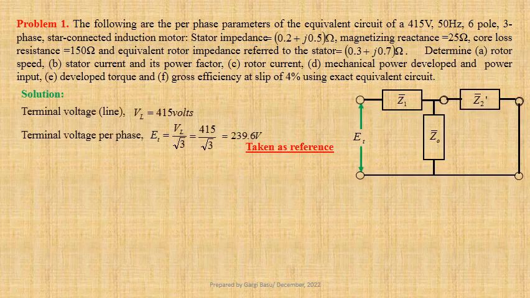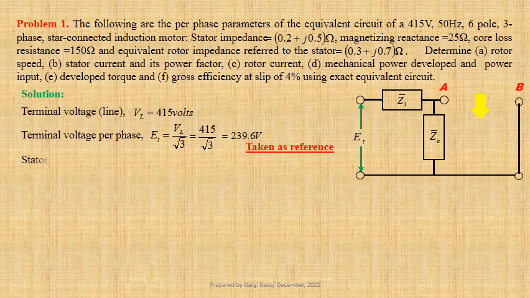Now we shall learn how to determine equivalent rotor current I2 dash using Thevenin's theorem. For this purpose, we shall remove the load, that is the equivalent rotor impedance per phase Z2 dash, from this circuit. Now, the open circuit voltage as seen from terminals A and B gives us Thevenin's voltage.